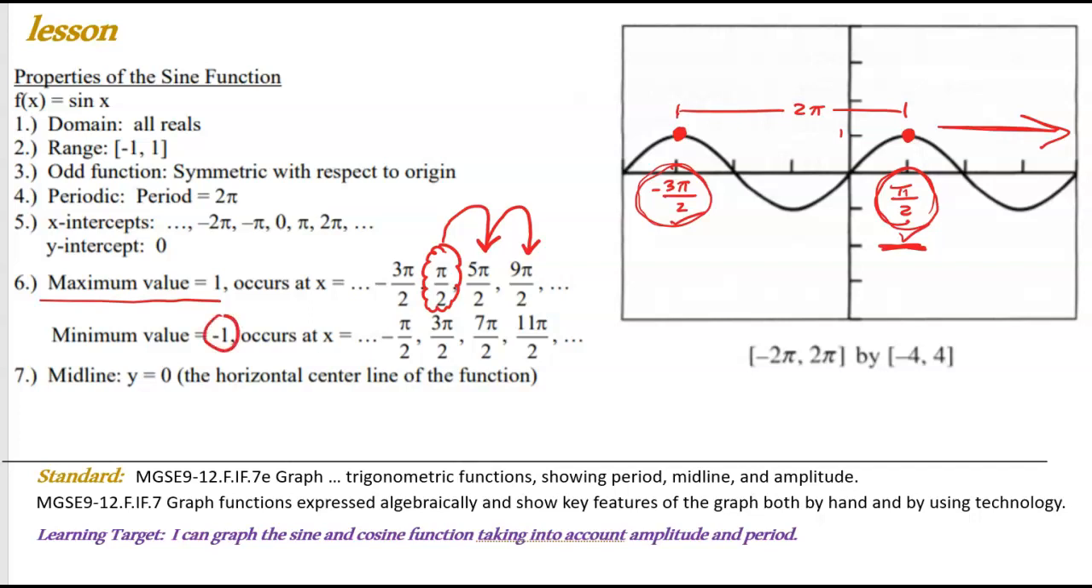And similarly, you have a minimum value. The minimum value is -1. And you have a minimum value at 3 pi over 2. So it's important to know initially 1, 2, 3, 4, 5 points on the original sine function. That's what I need you to know, okay?